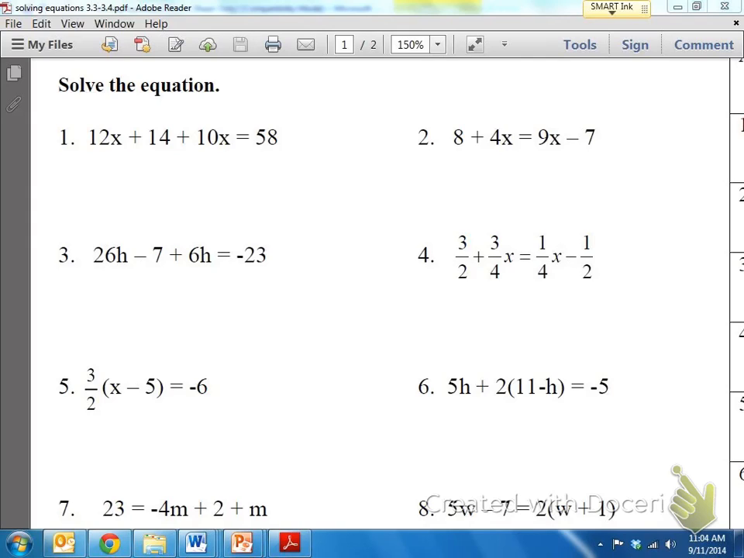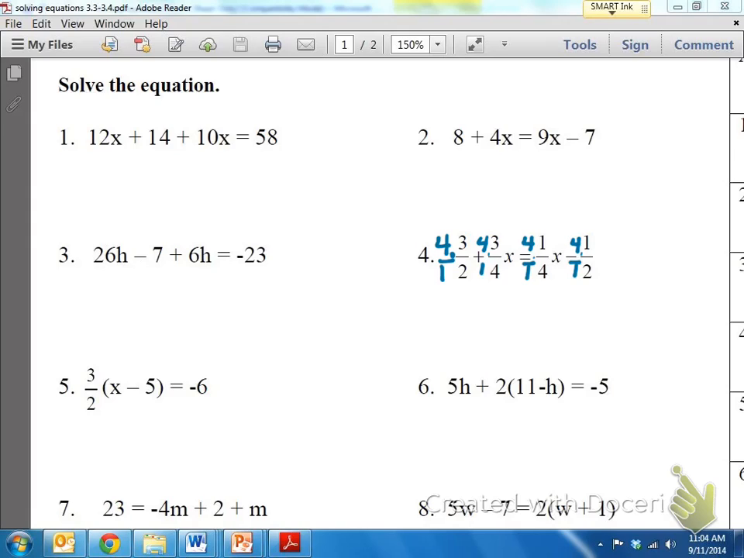Here's how I check. So the denominator 2. Does 2 go into 4? Yes, 2 times. Does 4 go into 4? Yes, 1 time. So that 4 is the smallest number that both 2 and 4 go into evenly. So here's what I do when I discover that. That means I need to multiply every fraction by 4 over 1.